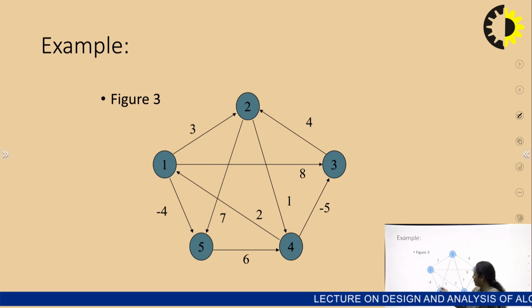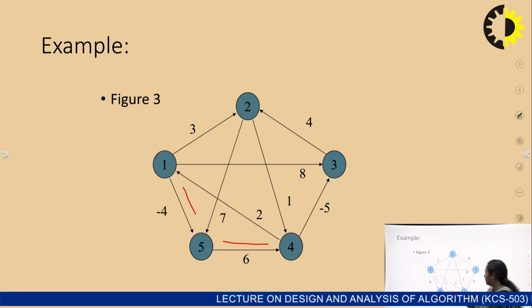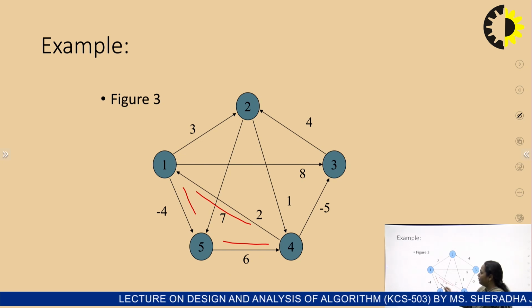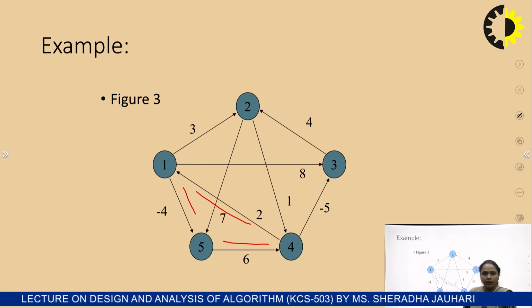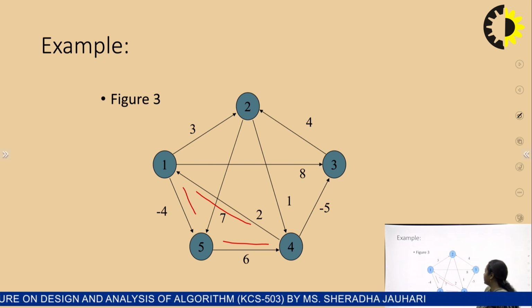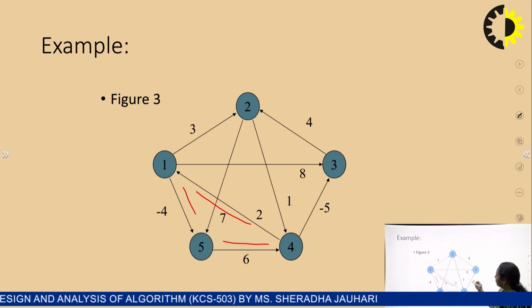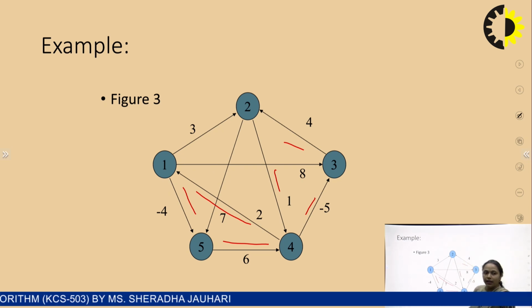Now just check. This is the cycle coming: this, then this, and then this. This is the cycle completing. Now calculate the weights: -4 plus 6 plus 7. The result is positive, which means there is no negative cycle present. For this -5 also, we have this, this and this: -5 plus 4 plus 1, that is 0. Again we have a non-negative value, so we can perform the Floyd Warshall algorithm on this particular graph.